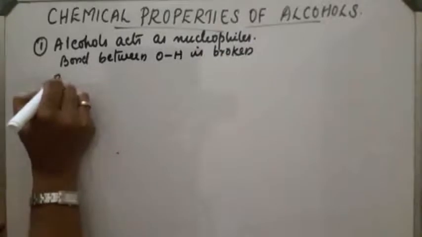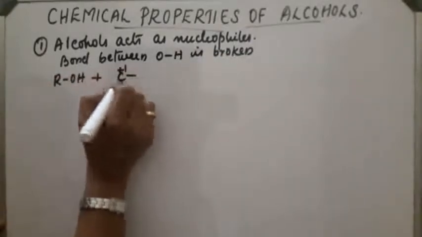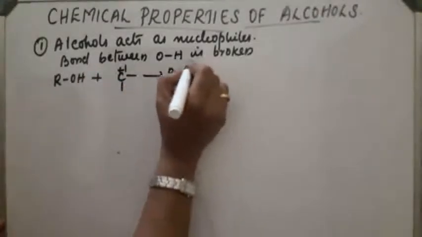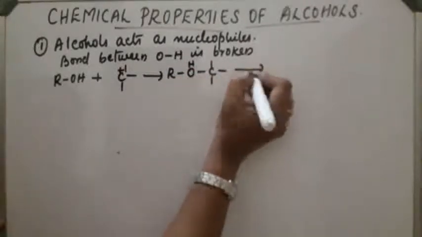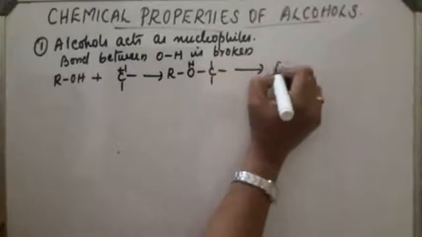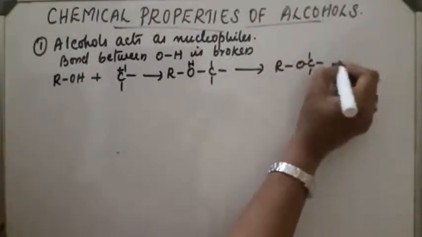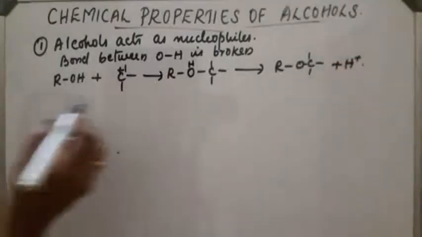So first, the alcohol reacts with a carbocation like this. In the next step, the H plus ion will be removed and the product will be like this. This is the first case in which alcohol acts as a nucleophile.